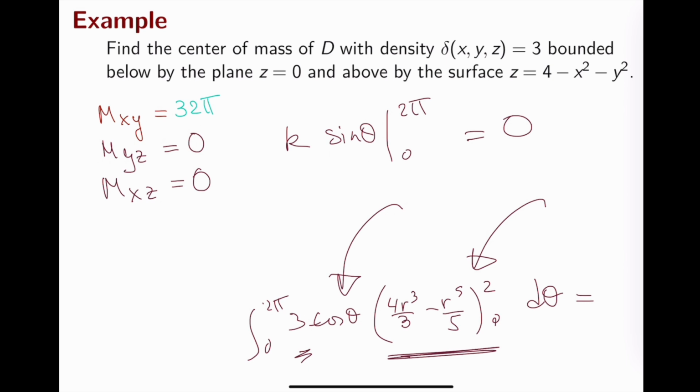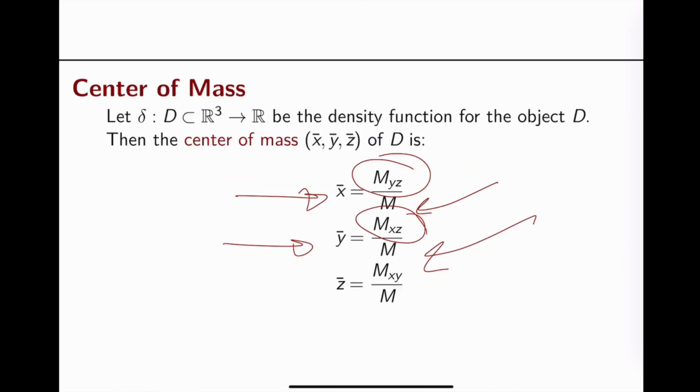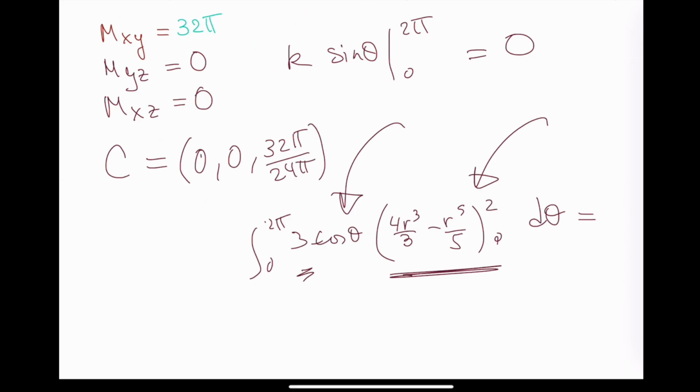And so the center of mass of this object is going to be then 0, 0, and 32 pi divided by the mass. Remember that we calculated the mass before. And so the center of mass is going to be 0, 0. Simplifying here, we will get 4/3. So that's the result then of the center of mass of the object.